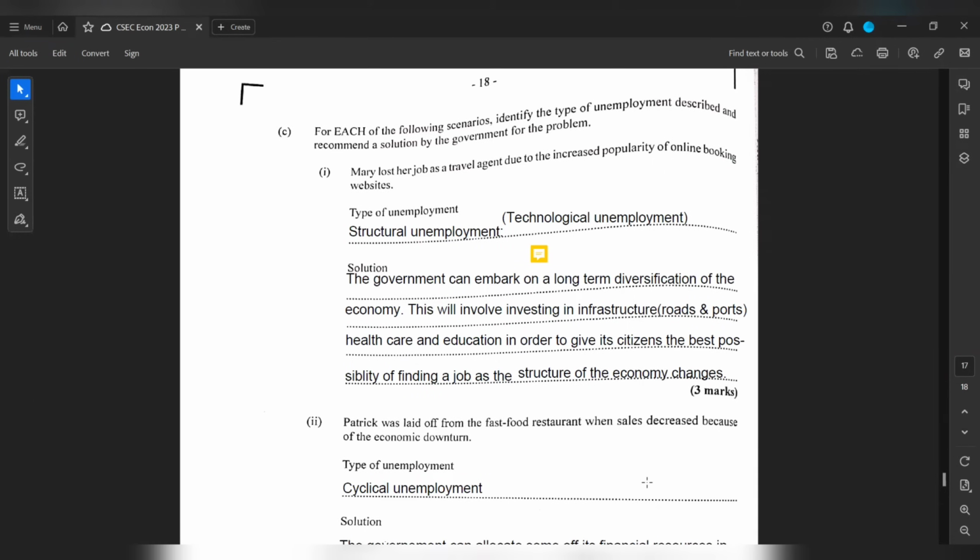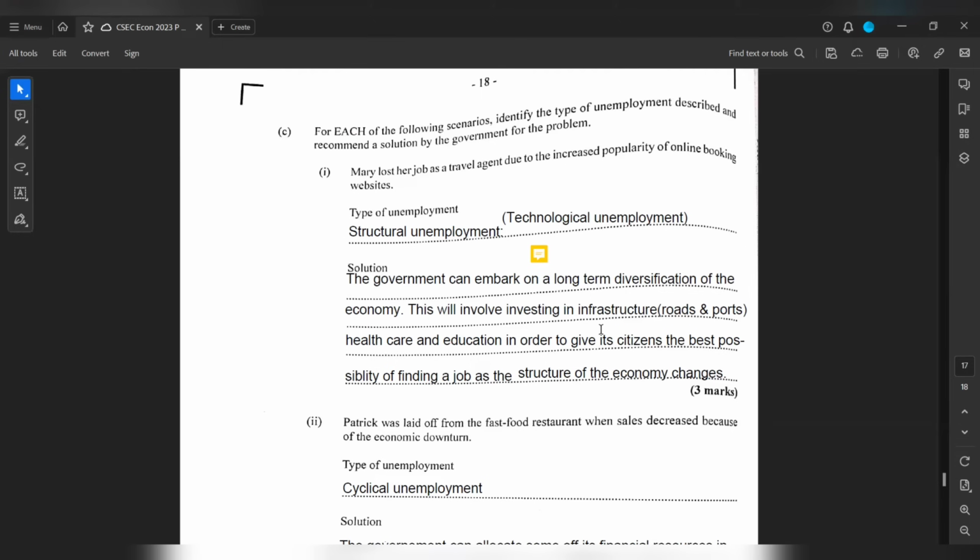The type of unemployment will be structural unemployment. However, to be more specific, it will be more on the side of technological unemployment. The solution will be that the government can embark on a long-term diversification of the economy. This will involve investing in infrastructure, roads and ports, healthcare, and education in order to give its citizens the best possibility of finding a job as the structure of the economy changes.